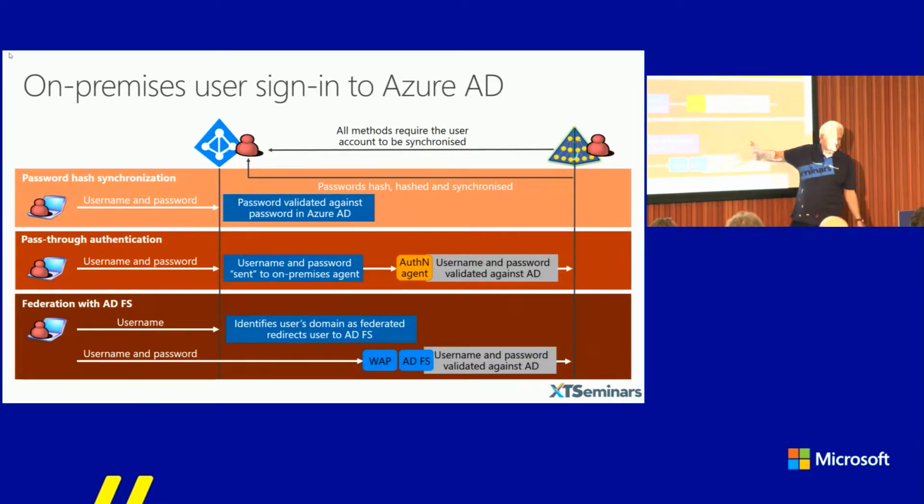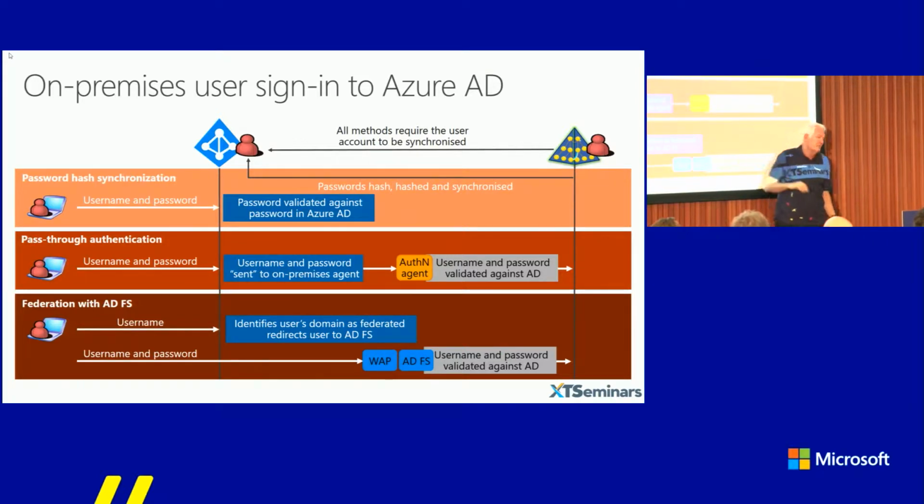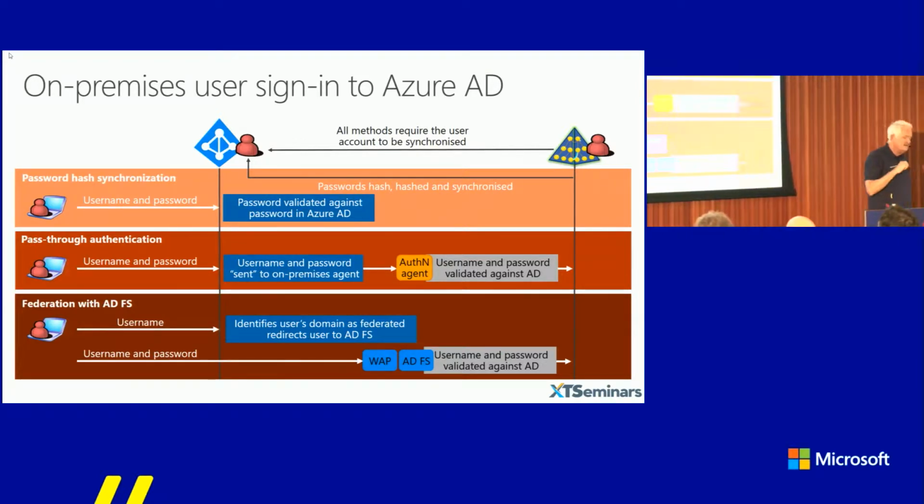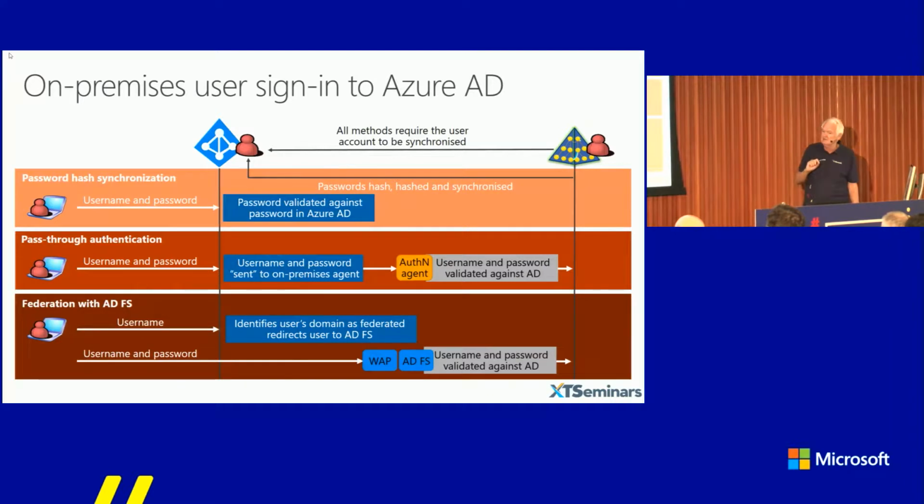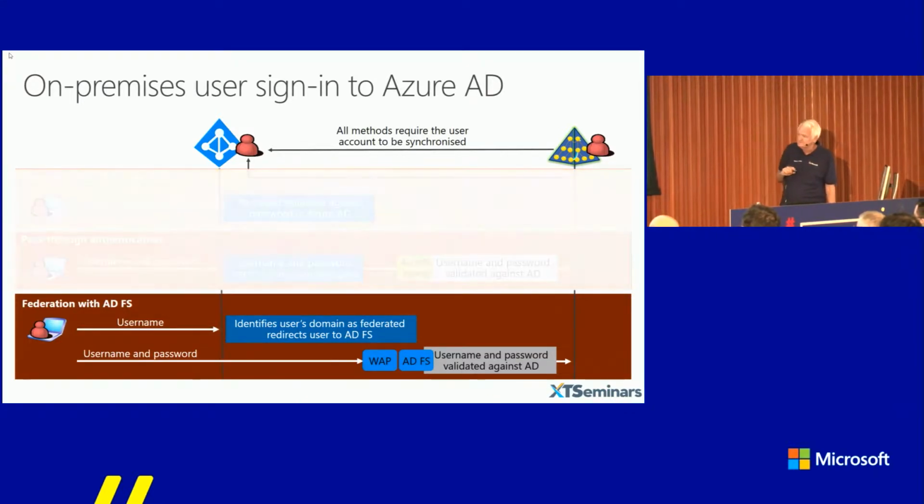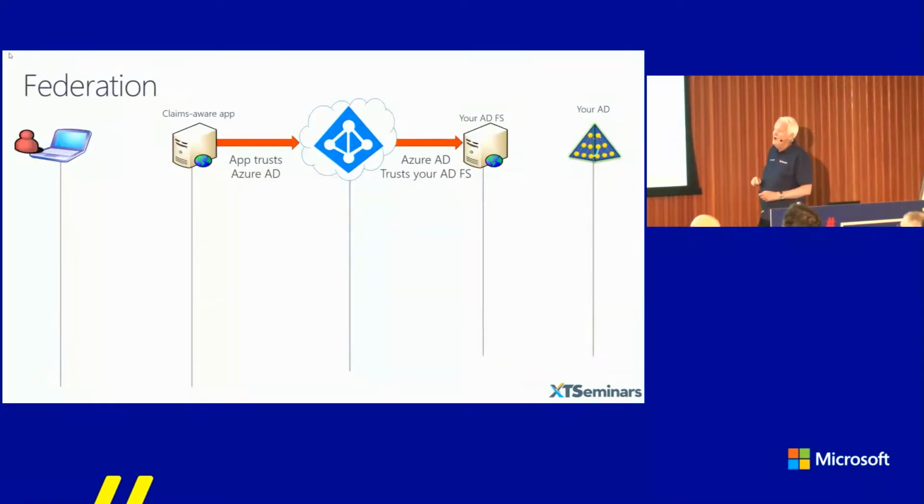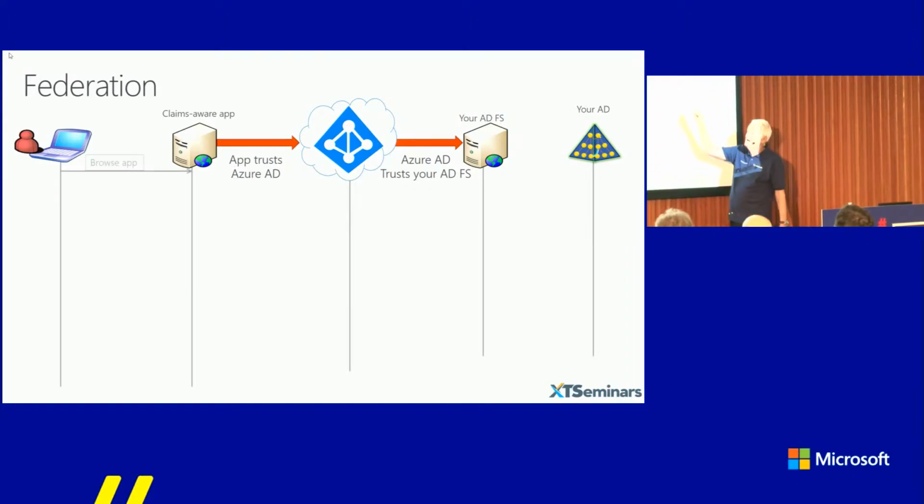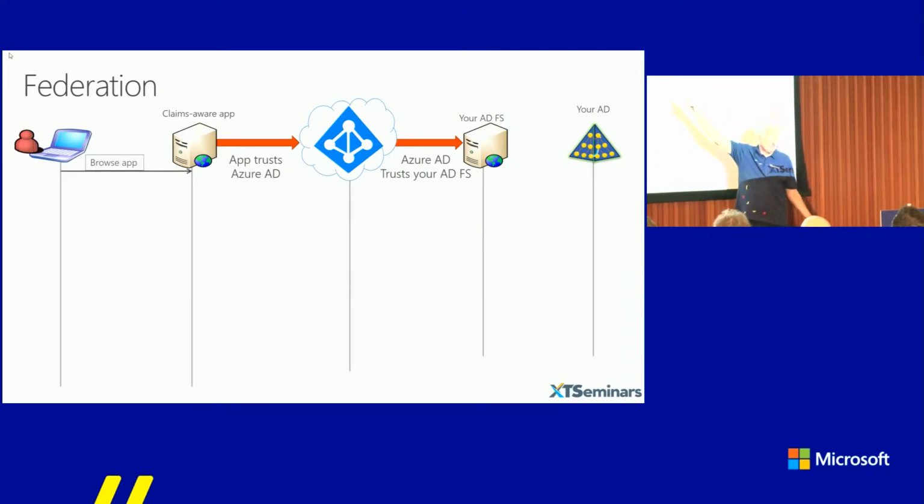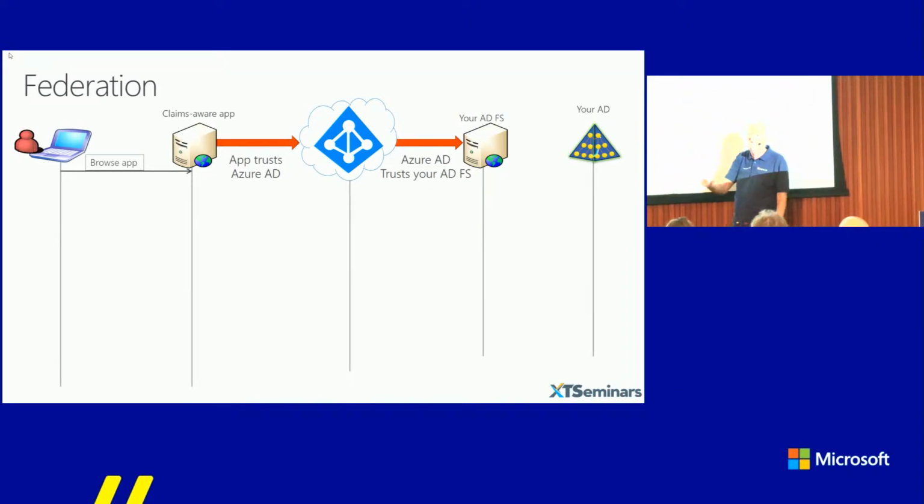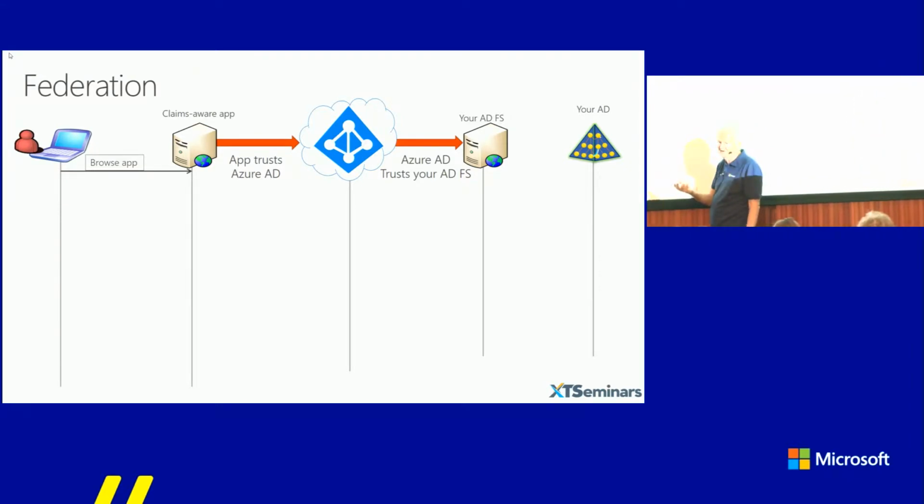This is the one I want to start with and just set the scene on, looking at how this works in a little bit more detail. And then we'll get into all the detail of pass-through and password hash synchronization. And then, of course, we'll get into the detail of seamless single sign-on. But starting here, if we look at federation, we come against our application, and our application could be the My Apps portal.